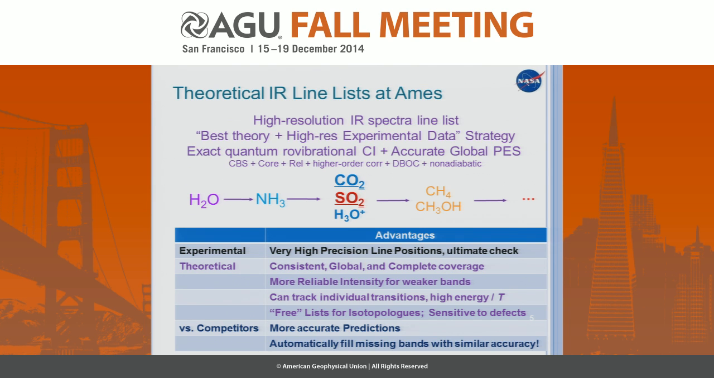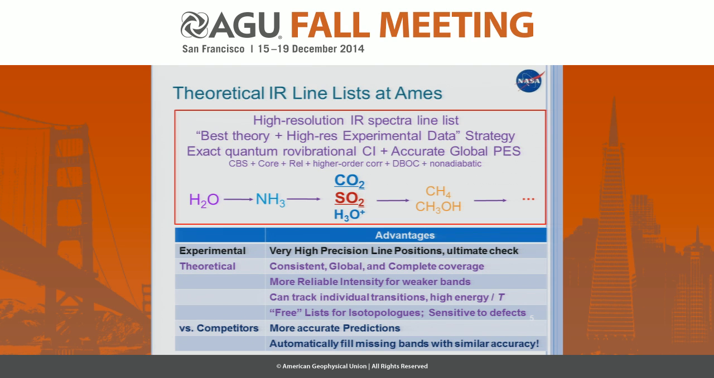Starting from more than 15 years ago, we have been doing the ab initio theory plus a high-resolution experimental data strategy. This involves exact quantum variational CI calculation within the Born-Oppenheimer approximation frame on an accurately determined global potential energy surface. We started from water more than 15 years ago, and a few years ago we did ammonia, and now we are doing carbon dioxide, sulfur dioxide, and hydronium cation. Next step is methane and methanol.